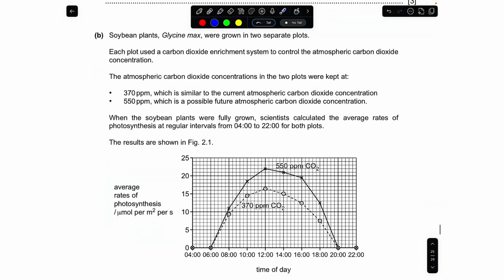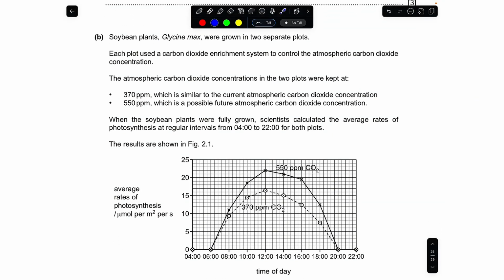Moving onward, here comes the B part in terms of the investigation. What they did was take the soybean plant, the genus was glycine, the species was max, and they were grown in a total of two separate plots. And for each of the plots in which they were growing these plants, they used an enrichment system.